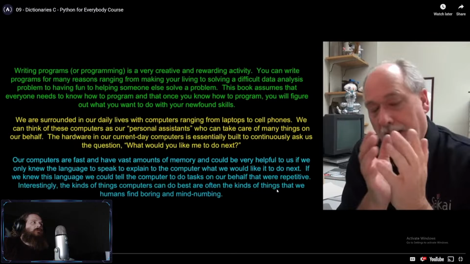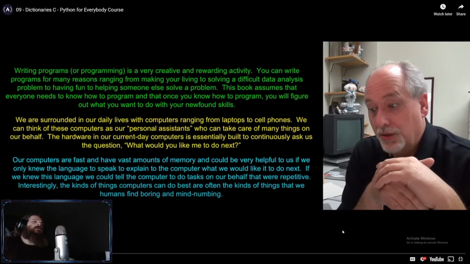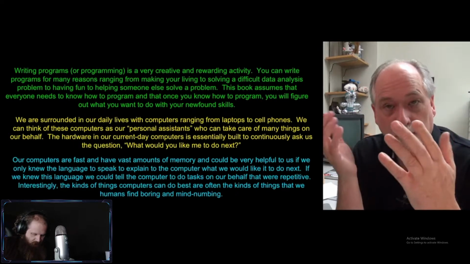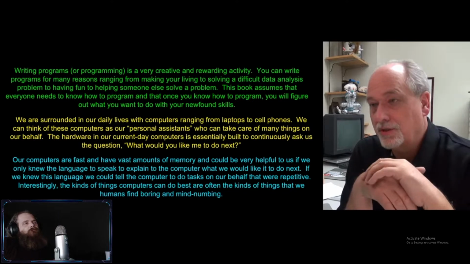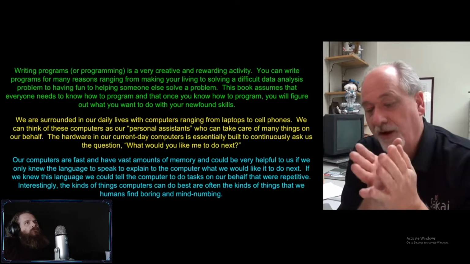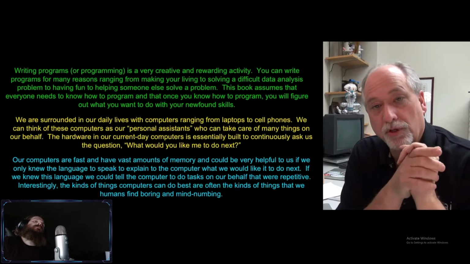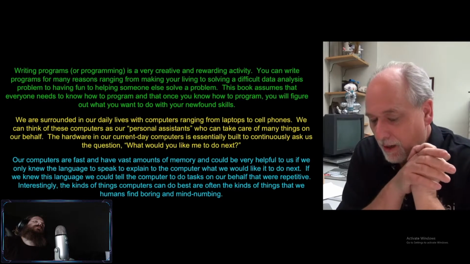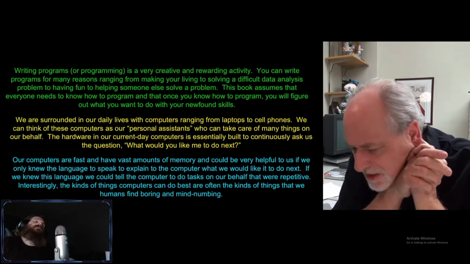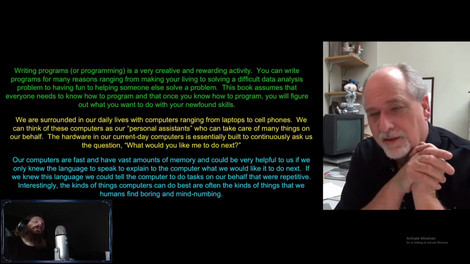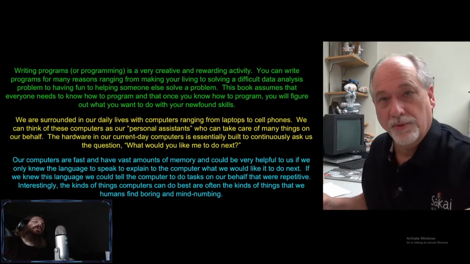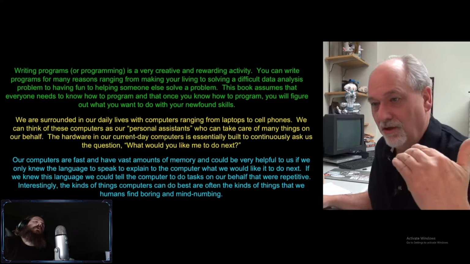Interestingly, the kinds of things computers can do best are often the kinds of things that we humans find boring and mind-numbing. Here would be another task: here's a bunch of text from the book, and you can just split this into words and count and find out what the most common word is and how many times it occurs. So go ahead and try to do this for a second. Feel free to pause. Actually, don't bother pausing. This is too hard. We should write a program for this. It's not easy. Humans don't like this.